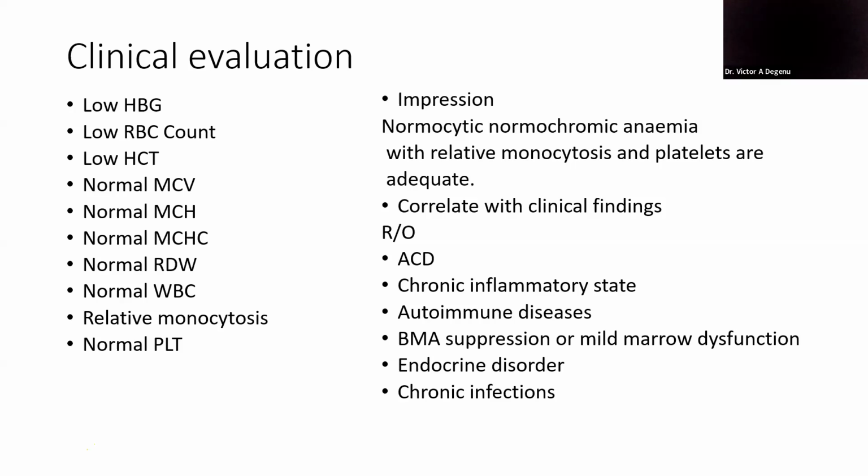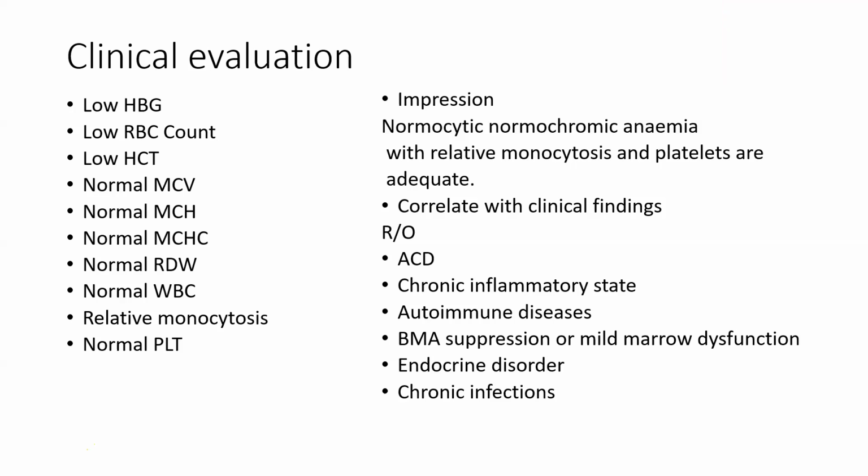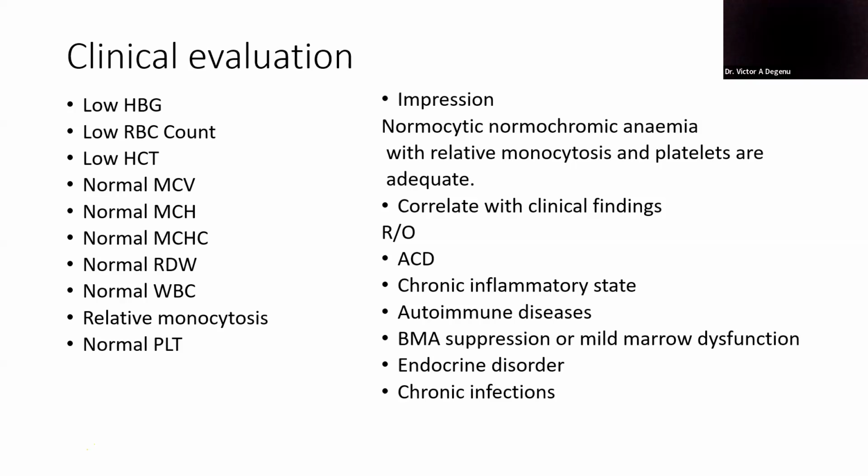You see, anemia of chronic disorder is often normocytic normochromic, associated with inflammatory conditions such as infection, autoimmune disease, and malignancies. That is why we are ruling all these out.